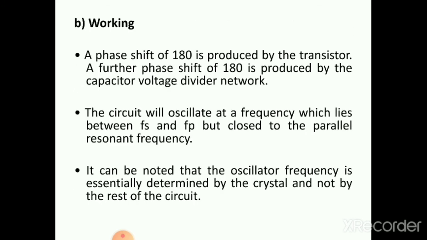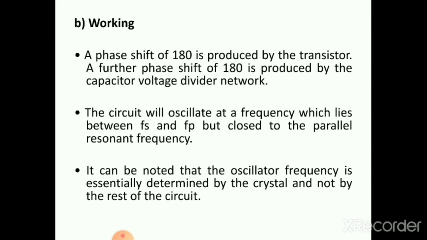Now see the working. A phase shift of 180 degrees is produced by the transistor. A further phase shift of 180 degrees is produced by the capacitor voltage divider network. Right? As we know, it is a common emitter configuration. So a phase shift of 180 degrees is produced by the transistor. A further phase shift of 180 degrees is produced by the capacitor voltage divider network.